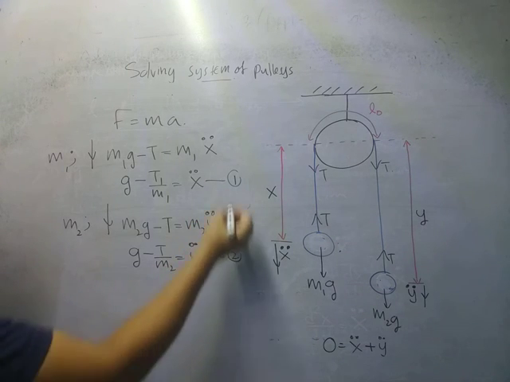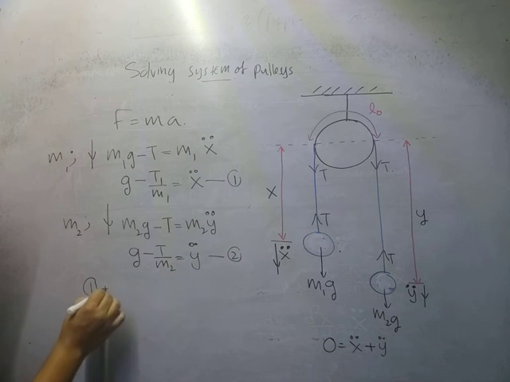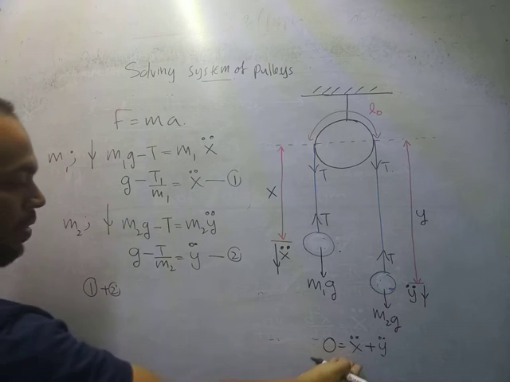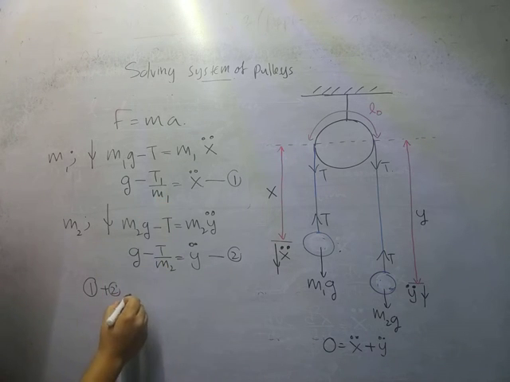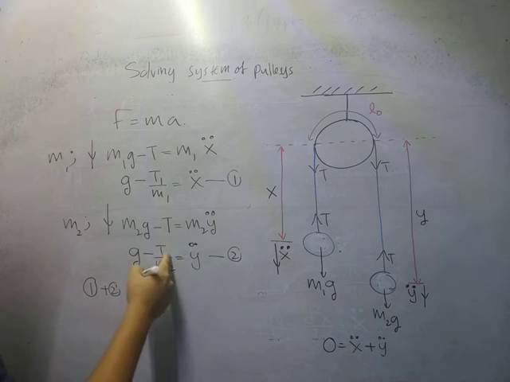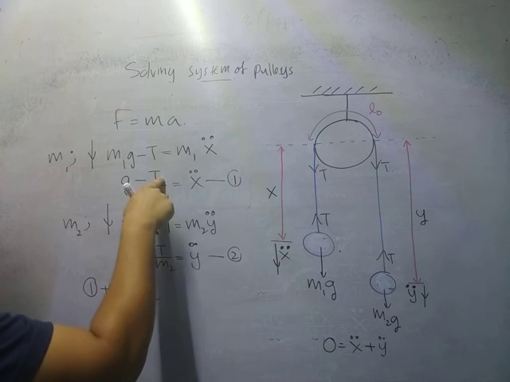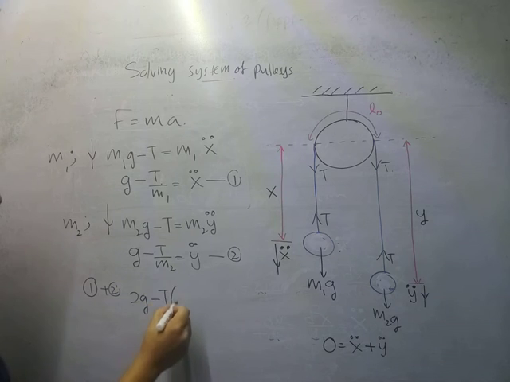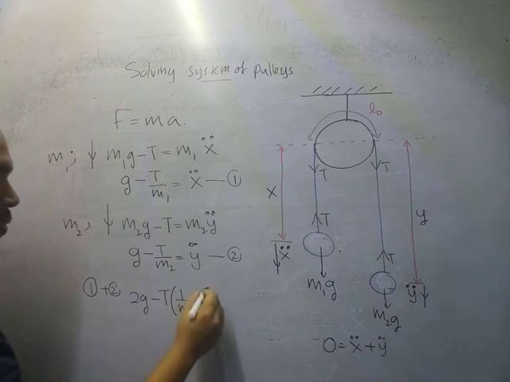That's it. Then I sum these two up. What happens when we sum 1 plus 2? x double dot plus y double dot becomes 0. So when I sum, I get 2g minus, here it should be T, sorry. T is common, I take out T, so I get 1 over m1 plus 1 over m2.